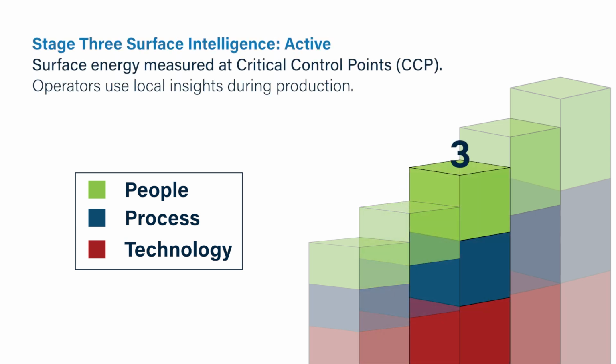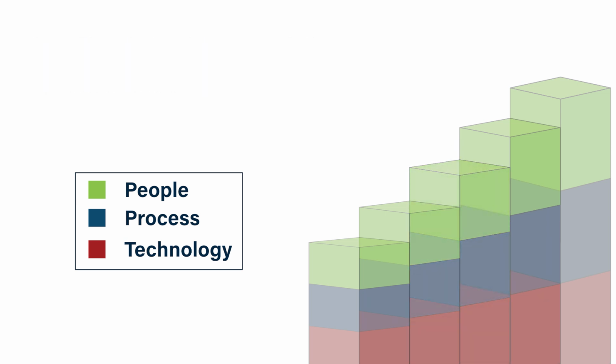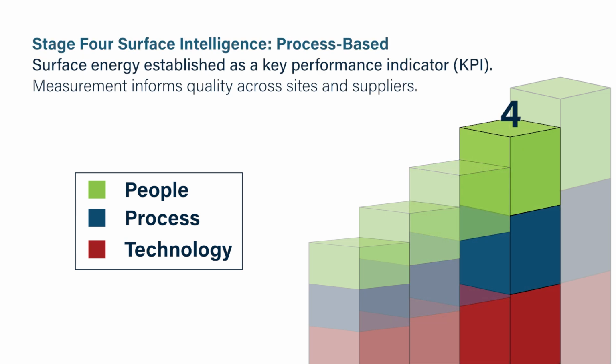Stage 3 introduces surface energy measurements at critical control points in production. Operators know when variation occurs, but data and insights remain localized. At Stage 4, surface energy measurements become a key performance indicator, a KPI, used across lines, plants, and suppliers. Surface quality becomes a controlled and repeatable process.